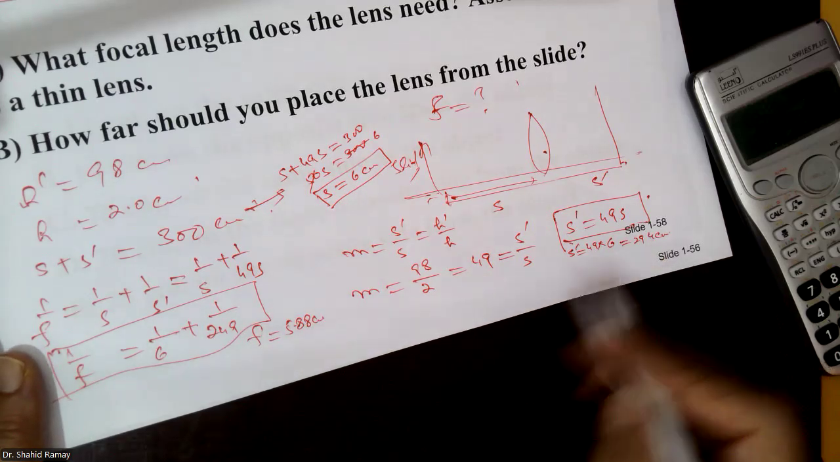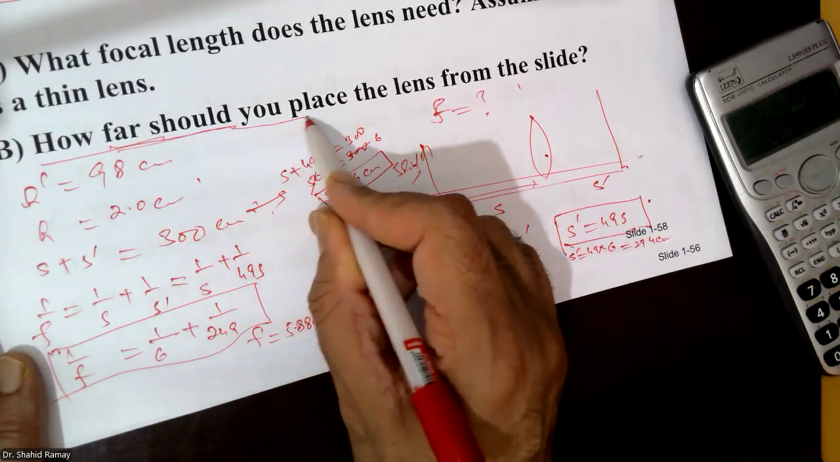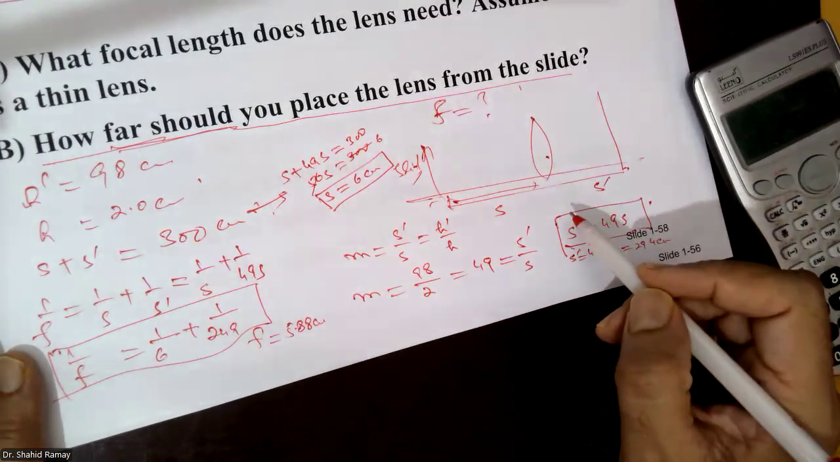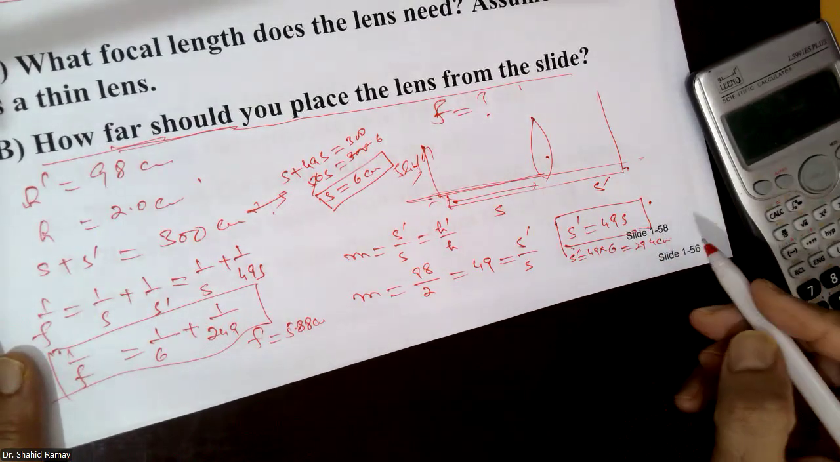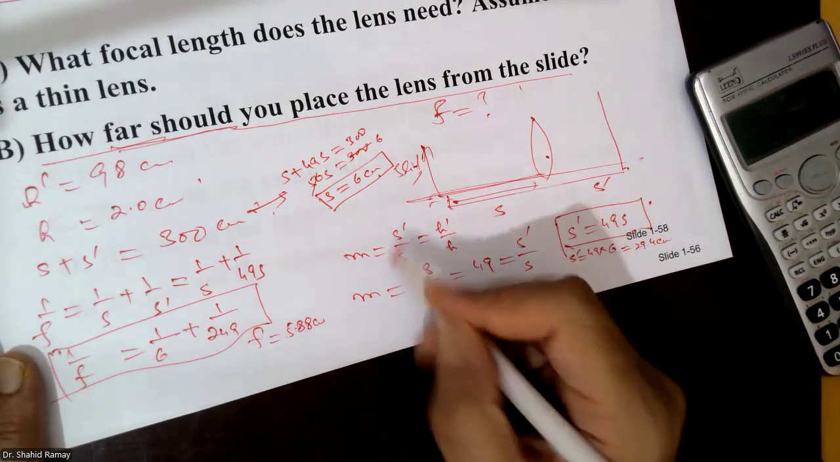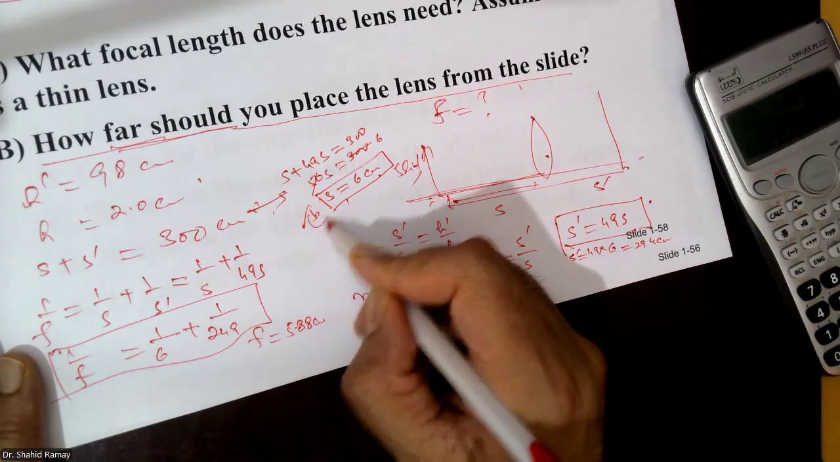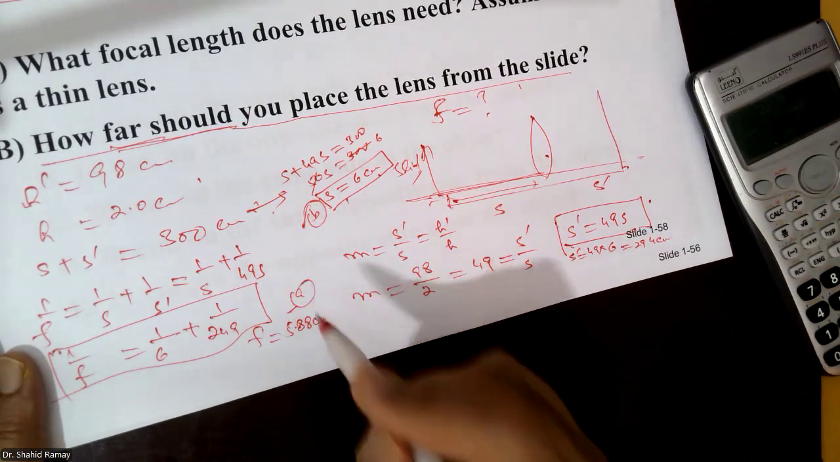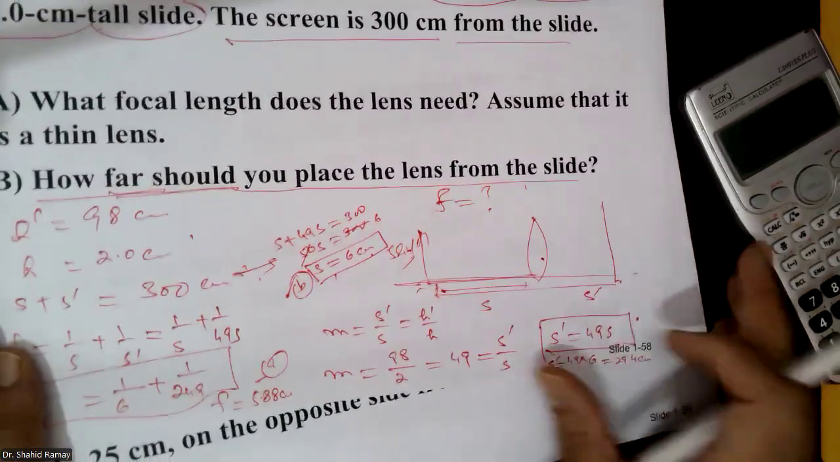And what is the S value? Here he asks how far. How far means the distance you place the lens from the slide. So the distance of the lens means the S value. So the S value is 6 centimeter. This is the B part answer, and this is the A part answer. So in this way, you can solve this problem. Okay, understand?